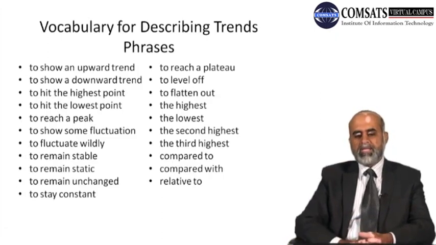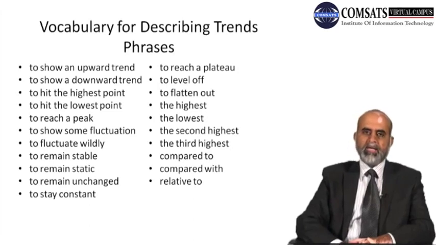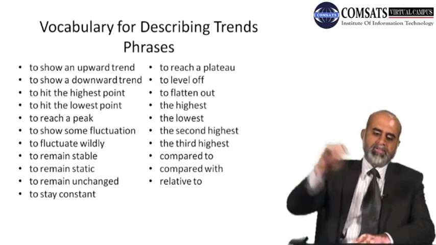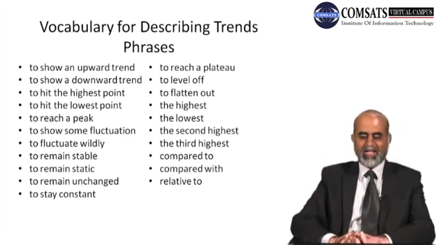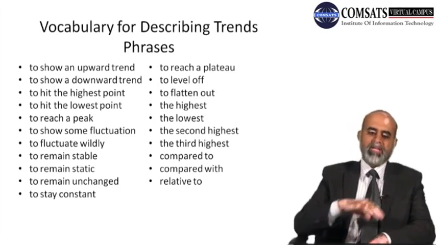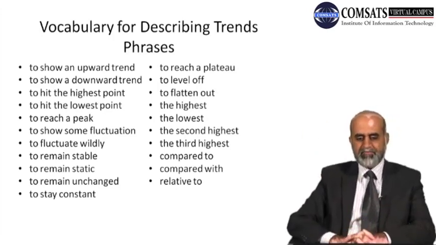Then you can use these phrases to show an upward trend. So you can say that fish and chips have shown a downward trend, whereas pizza and hamburger have shown an upward trend.